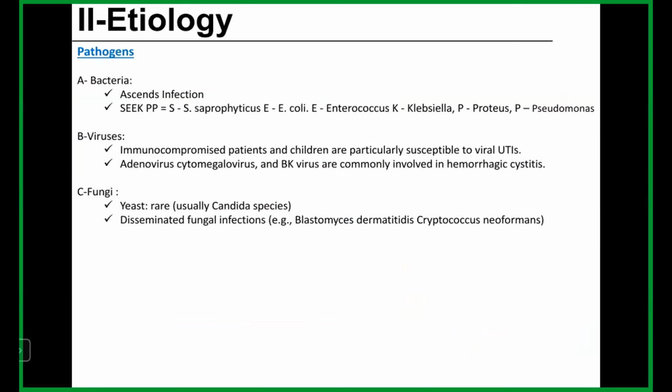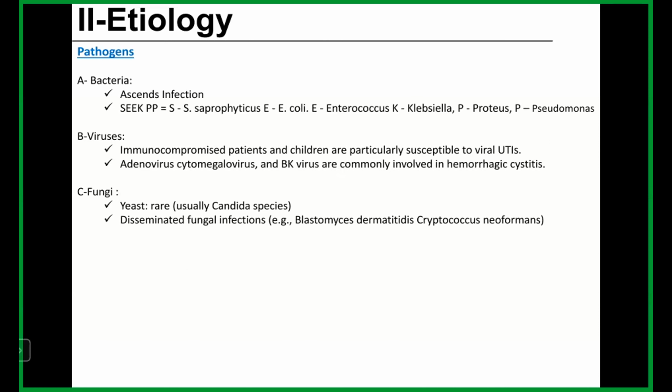And here we have a short key to remember always these bacteria: SEC PP. PP in French means urine. We don't write sec like this, but it means not normal PP. What is the SEC PP? S is for Saprophyticus, Staphylococcus. E is for E. coli. The other E is for Enterococcus. K is for Klebsiella. P is for Proteus, and the other P is Pseudomonas. These are the bacteria which are most commonly responsible for urinary infection.